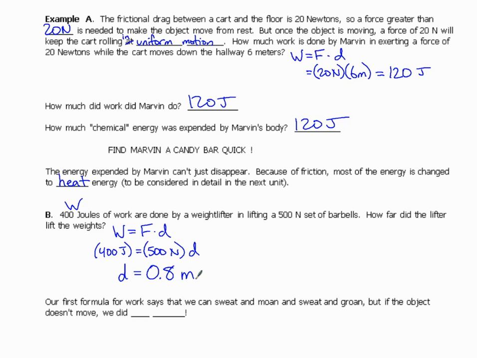Our first formula for work says that we can sweat and moan and sweat and groan, but if the object doesn't move, we did no work. So I'm going to put a question mark here, because if you're sweating, it certainly feels like you're doing work. But according to the formula, we did not move the object, we did not do any work.